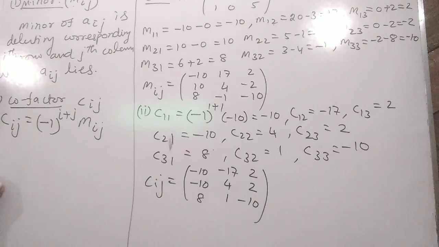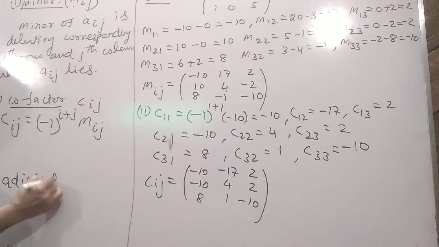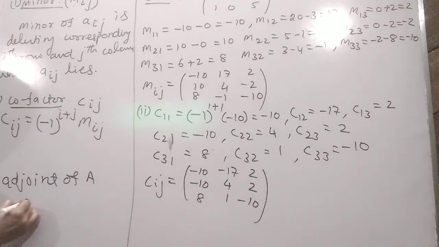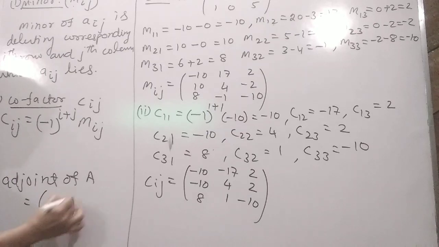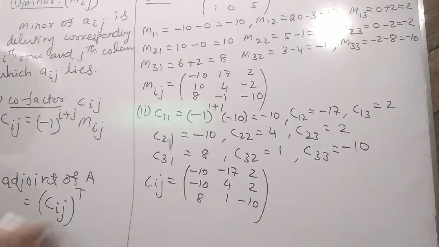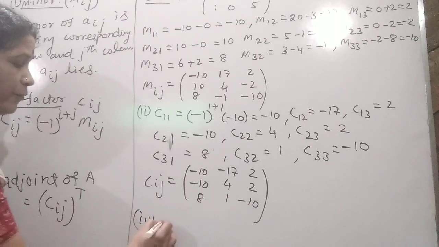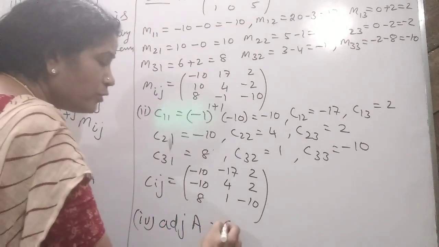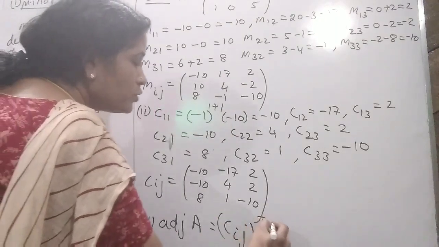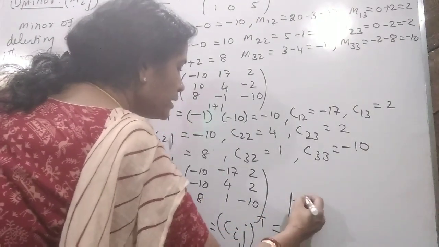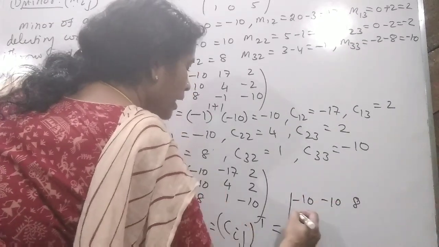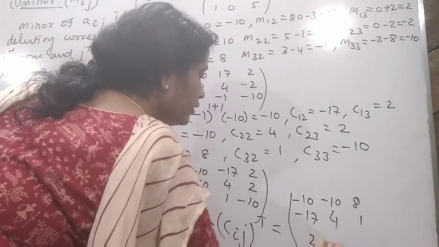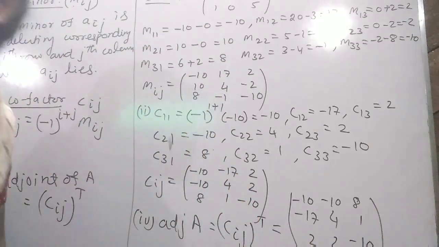Now next, what I told you, third one, adjoint. So what does the adjoint of the matrix say? Adjoint of A matrix is equal to Cij whole transpose. You have the cofactor of the matrix, whole transpose. Now the fourth one, I am finding the adjoint of A, simply we write adj A, that is equal to Cij whole transpose. So if you take the transpose of this matrix, minus 10, 8, and then minus 17, 4, 1, then 2, 2, minus 10. Like this we find the cofactor and adjoint of the matrix.